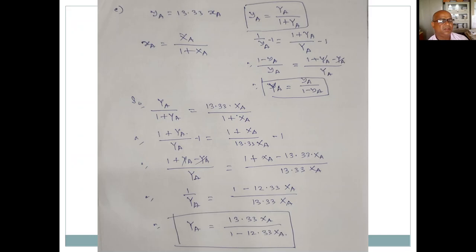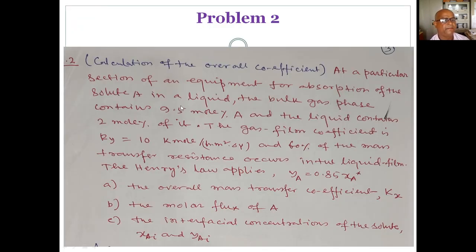Okay. So this is the second problem. At a particular section of an equipment for absorption of the solute A in a liquid, the bulk gas phase contains 9.5 mole percent A and the liquid contains 2 mole percent. So the gas phase and liquid phase, two phases, are in contact. Solute A in the gas phase is 9.5 mole percent, and the liquid contains 2 mole percent of it.